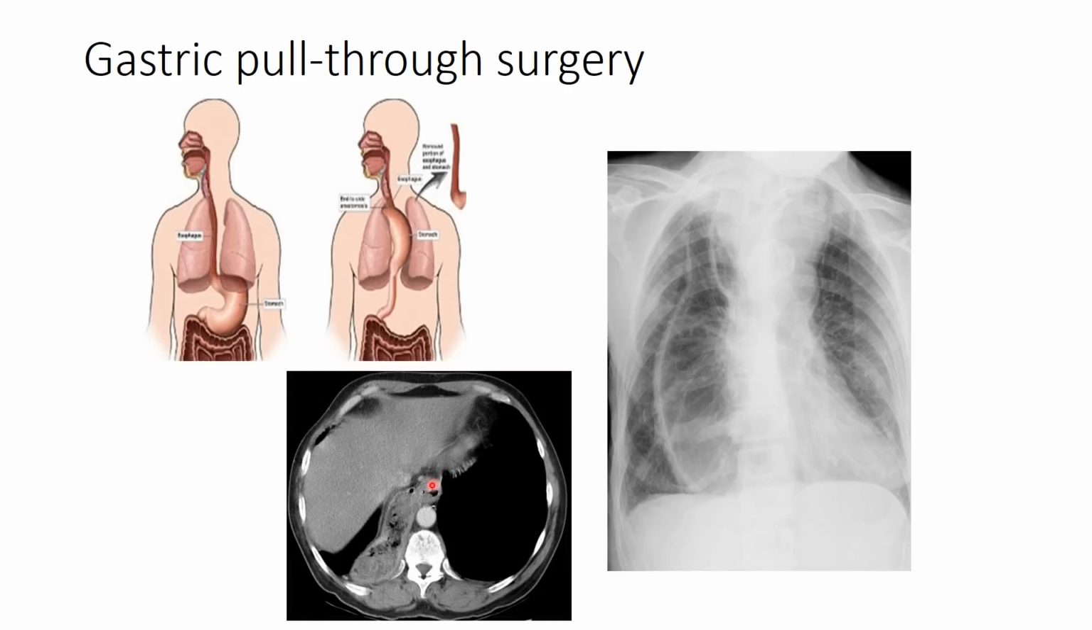This is just a CT scan, again, with the stomach pulled up into the chest. It's almost always into the right chest because you have the heart here in the left chest, so they usually pull it up through the right chest. And this is part of the stomach in a gastric pull-through.